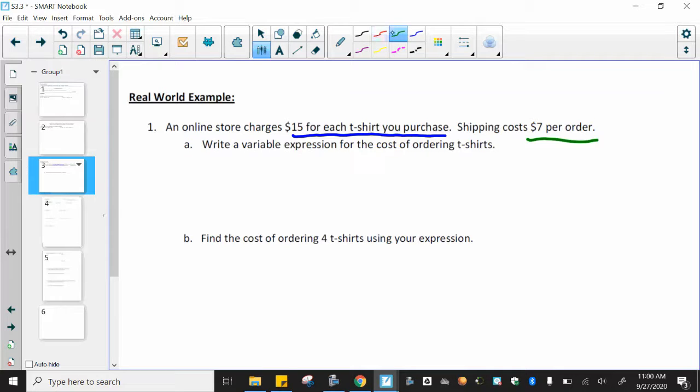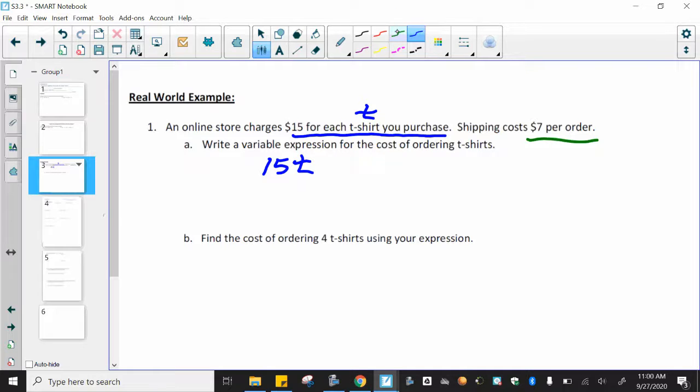So let's think about what some of these words mean. For each, $15 for each t-shirt you purchase. So if we bought one t-shirt, it'd be $15. If we bought 2 t-shirts, it'd be 15 twice, right? It'd be 30. So we want to represent that as an expression. That would be 15 per t-shirt. Let's say T for t-shirt, so it'd be 15 T, alright?